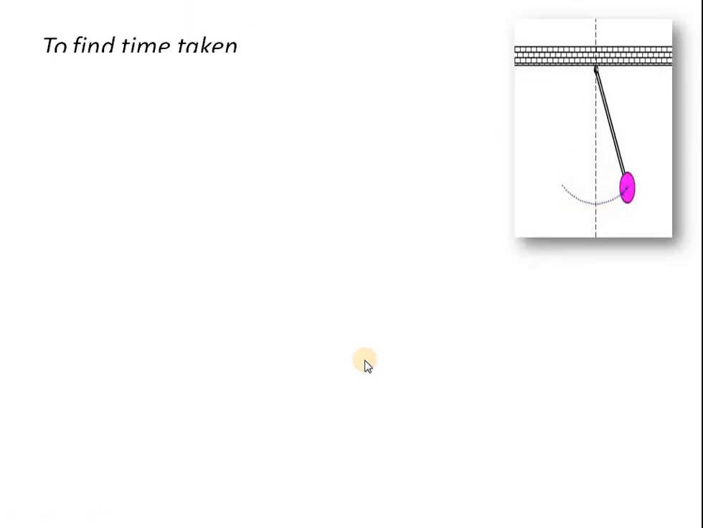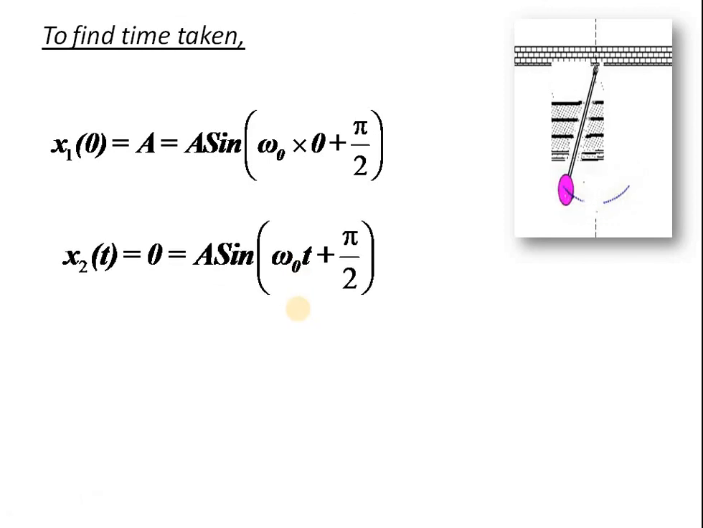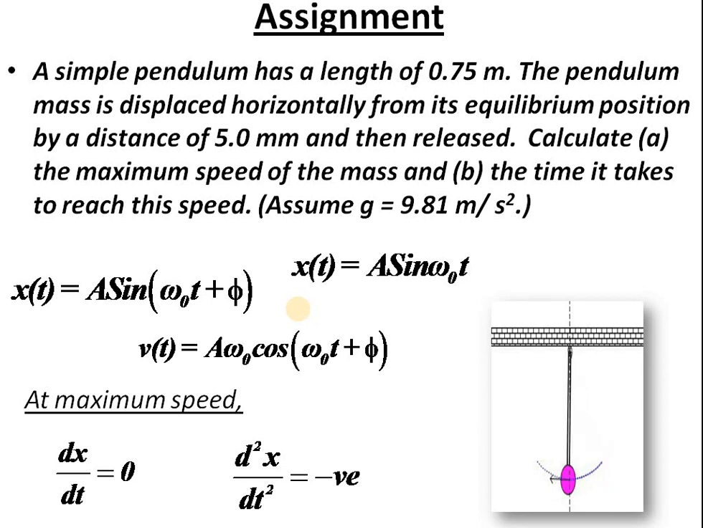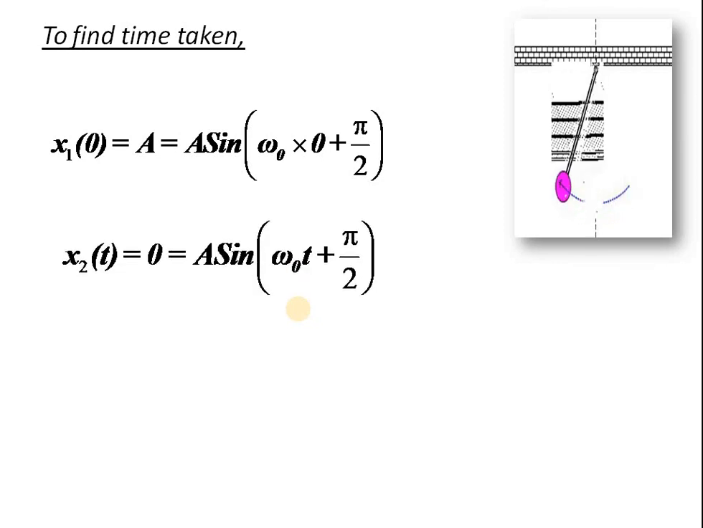After that, the second question is the time taken, the time it takes to reach that speed. So time can also be found from this equation. The initial starting point is given here, and at the equilibrium position, displacement will be 0. That means it comes to the middle point. So this equation can be equated to 0, and time can be easily found. The starting point is taken as the maximum point. From that point, the time taken to reach the equilibrium point is taken. So obviously you can find the value of time.